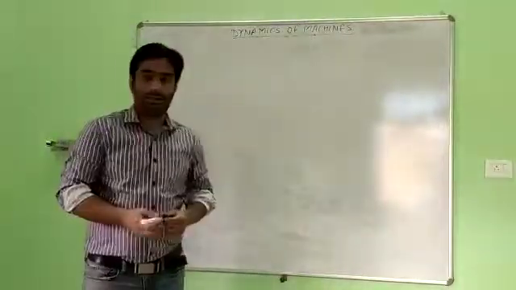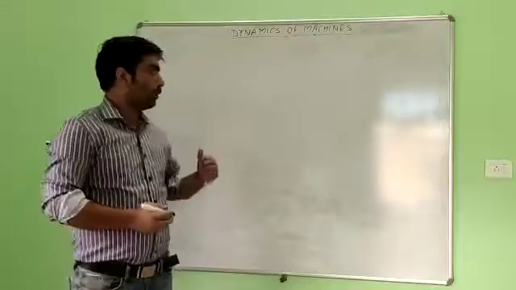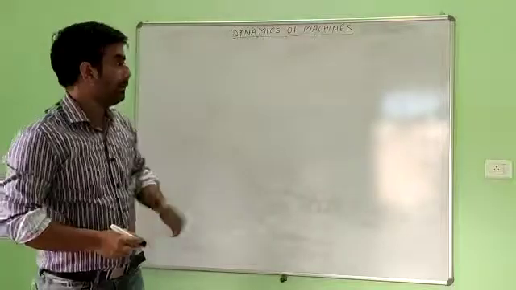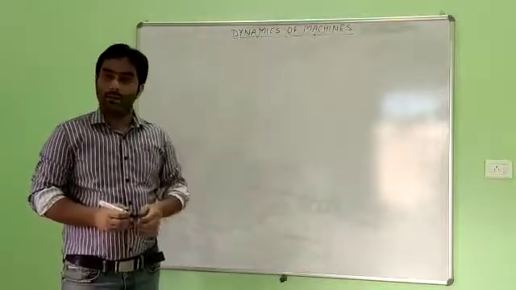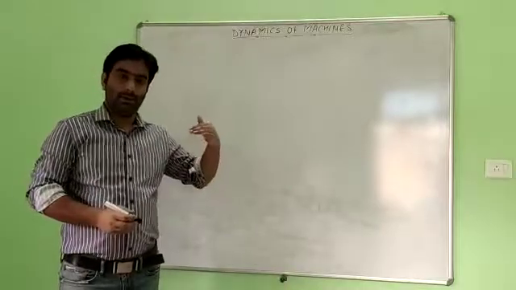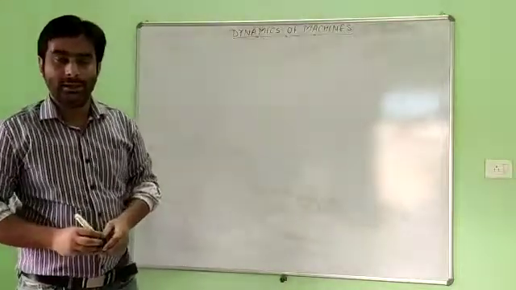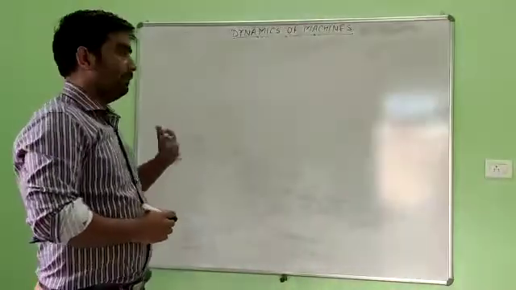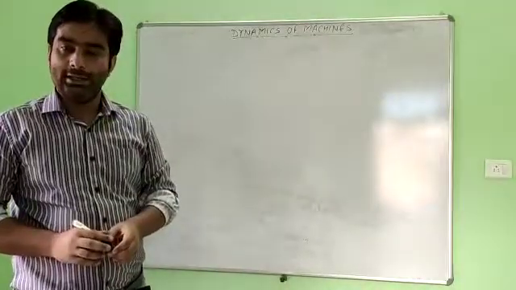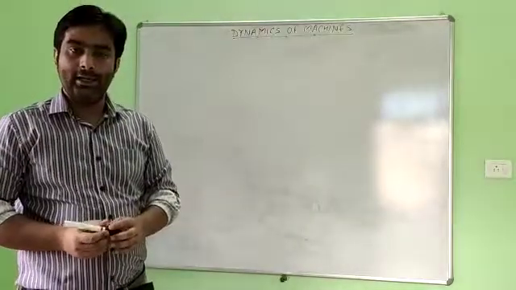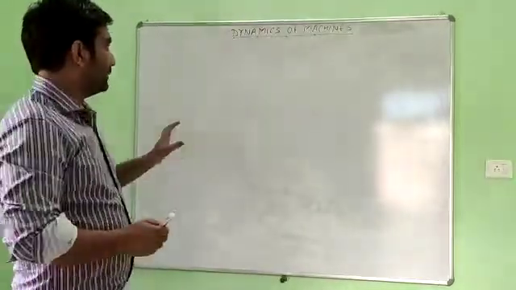Good, till now we have seen how to solve static equilibrium problems with the help of a free body diagram. If a mechanism is in static equilibrium, then each and every component of that mechanism is also in static equilibrium. So, with the help of a free body diagram, we can solve the problem of static equilibrium.